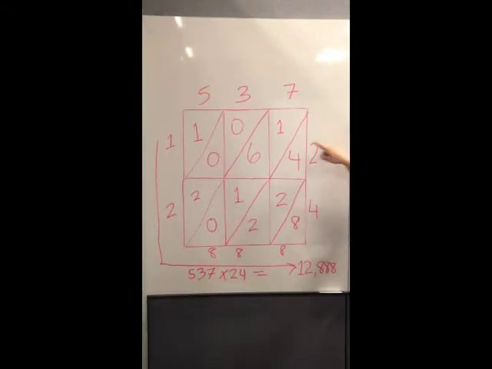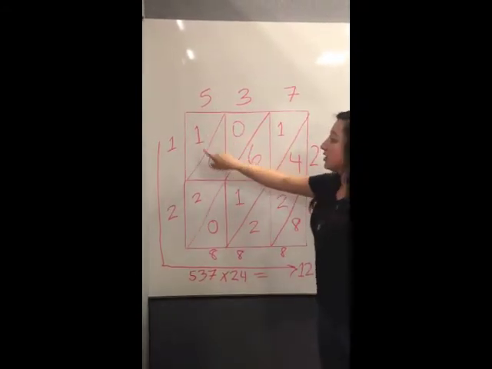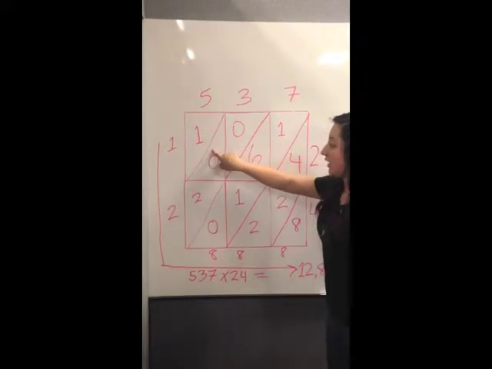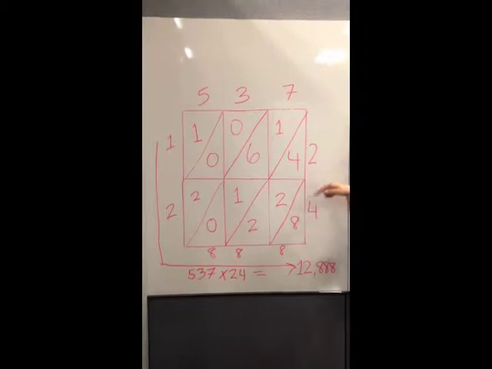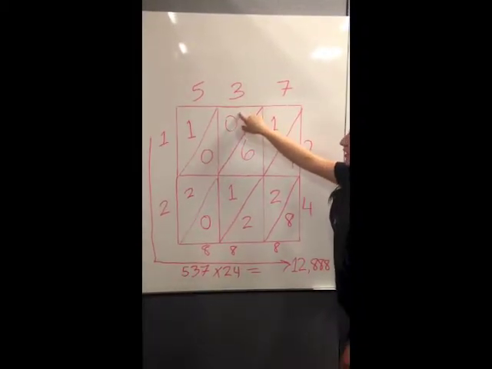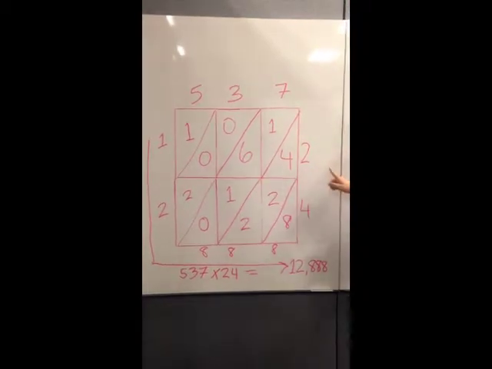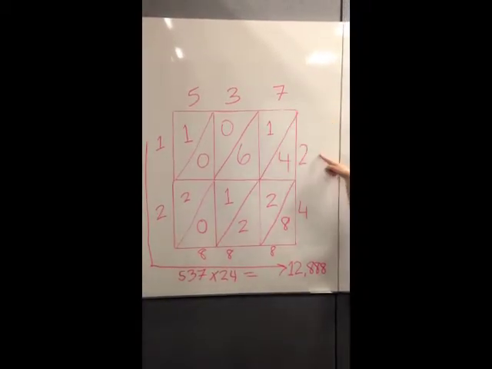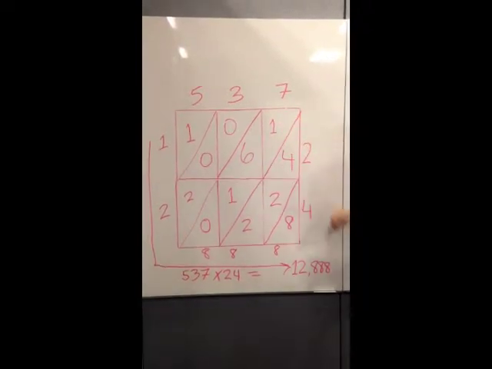So what they do first is multiply 5 times 2. So 5 times 2 is 10. So they put one digit here and the other digit here. Then they multiply 3 times 2, which is 6. They put 0 here because it's in the tens place and 6 here because it's in the ones place. And then they multiply 7 times 2, which is 14. They put 1 here and 4 here.